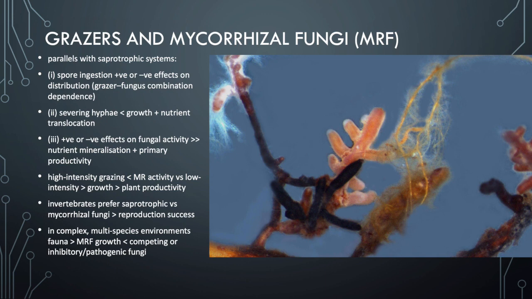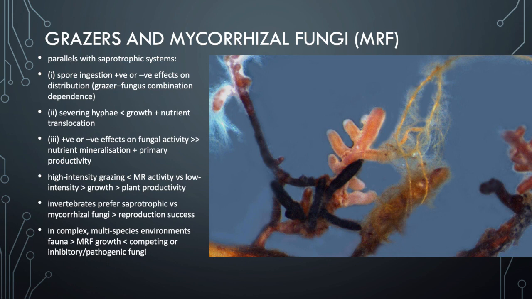However, the good news is that invertebrates always prefer saprotrophic versus mycorrhizal fungi as food, and it allows the invertebrates to have a greater reproductive success as a result of feeding on saprotrophic fungi. So they will always prefer to eat those.